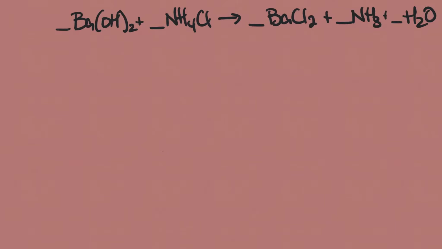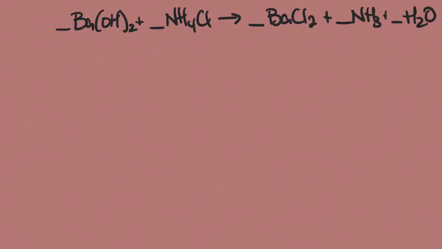All right, so let's look at another equation. Here we have barium hydroxide reacts with NH4Cl, so ammonium chloride, and it yields BaCl2, that's barium chloride, plus NH3, ammonia, and you make some water. Okay, so we're looking to balance this chemical reaction.